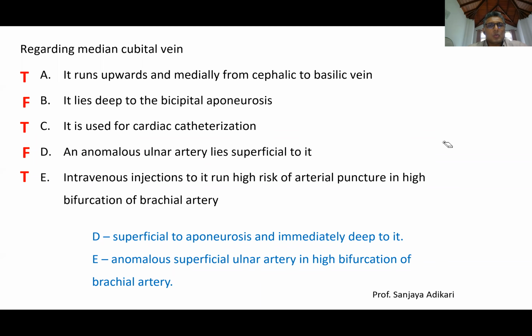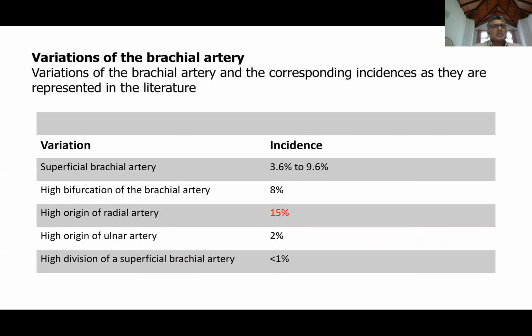Now, which is true, because an anomalous superficial ulnar artery can be associated with high bifurcation of the brachial artery. Actually, I read about this yesterday and I found an article. I'll show you. Now these are the variations. I just added it to this lecture, which could be interesting. Now just try to read this. Variations of the brachial artery, and the corresponding incidences as they are represented in literature. Actually, there were some references here. I removed them. There was certain literature. So this is based on actual evidence.